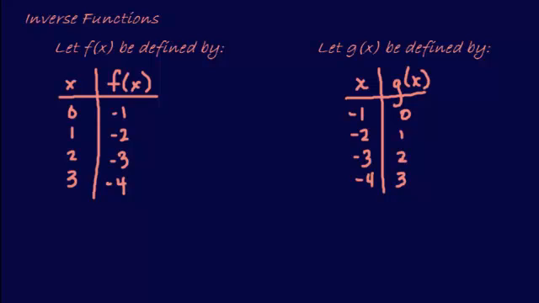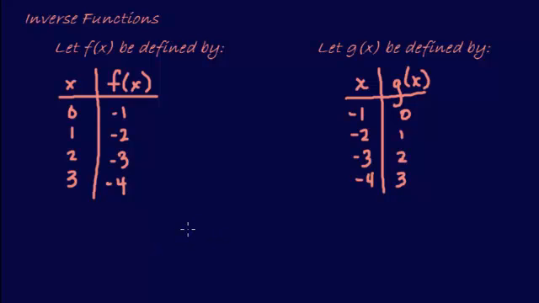We're going to talk about inverse functions, and I have two functions listed for you, f of x and g of x, and we're just going to define each of these functions by these four data points. If you'll notice, for f of x, when x is 0, f of x is negative 1; for x equal to 1, f of x is negative 2, and so forth. If you'll look at g of x, the domain and the range are exactly flip-flopped for f of x and g of x. That would make f of x and g of x inverses of each other.